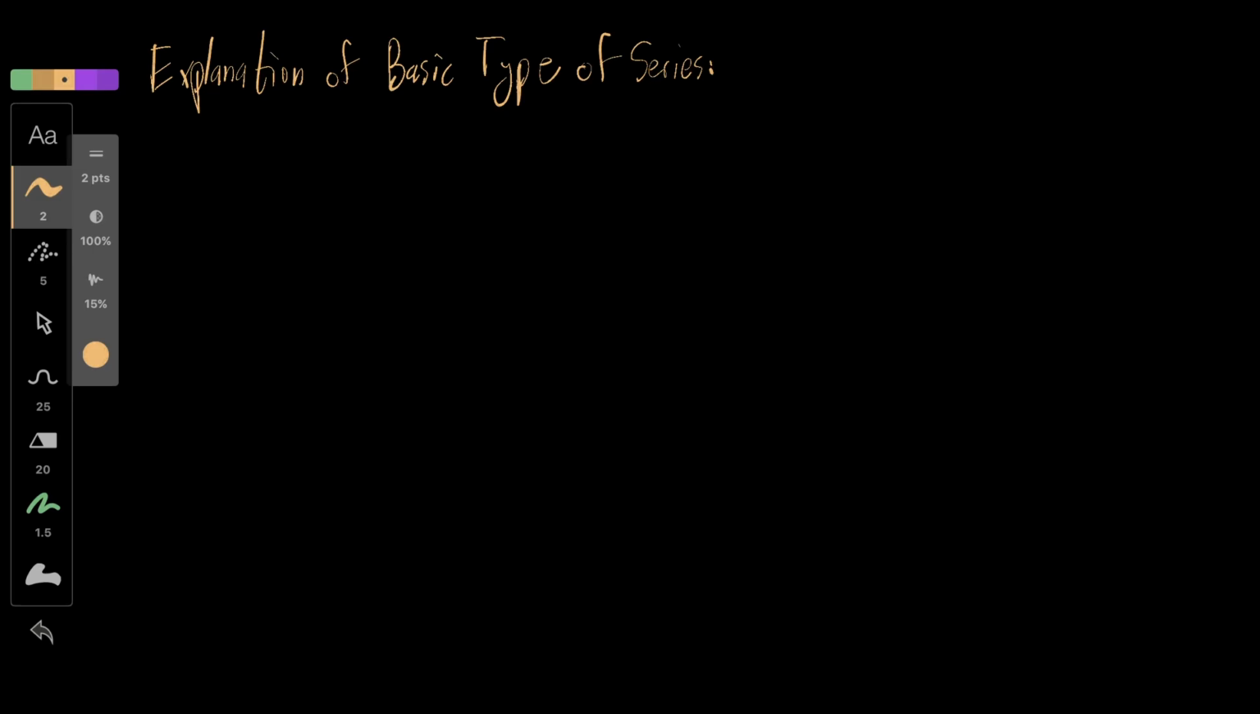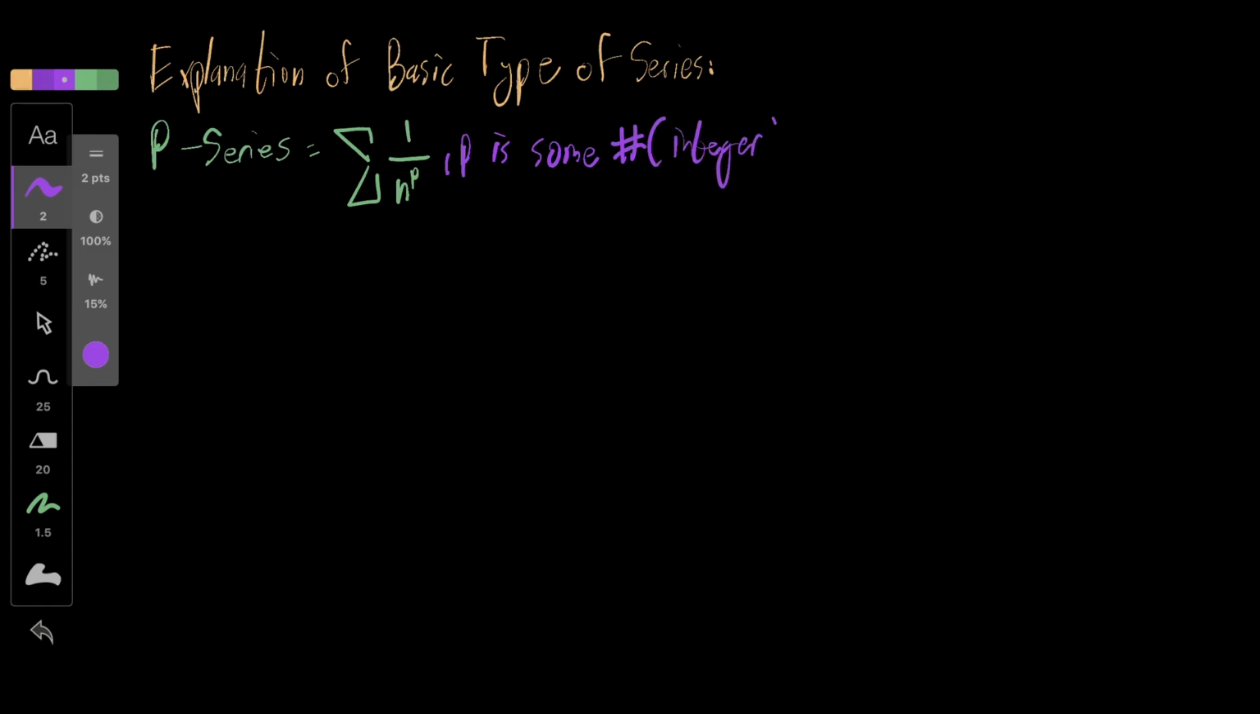The first type is called P-series. Now, P-series is basically just the series of 1 divided by n to the p, where p is some number, an integer to be more precise. Now, this series is actually very special, as depending on the value p takes, it can converge or diverge.